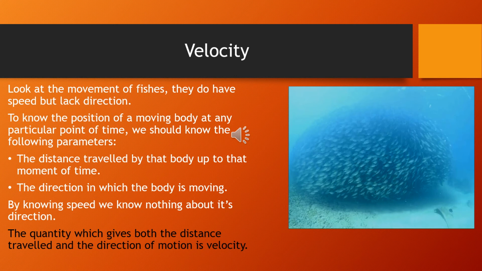The distance traveled by a body can be obtained from its speed and the time interval. The speed of a body, however, does not tell us anything about its direction. So the quantity which gives both distance as well as direction is known as velocity.